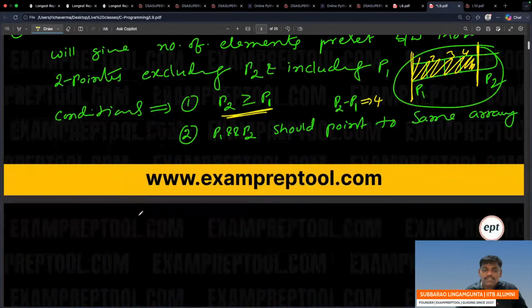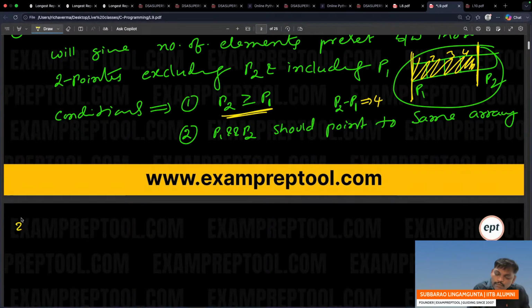Next one. Can you see this? Can you see this also? One more point. Can you see this?